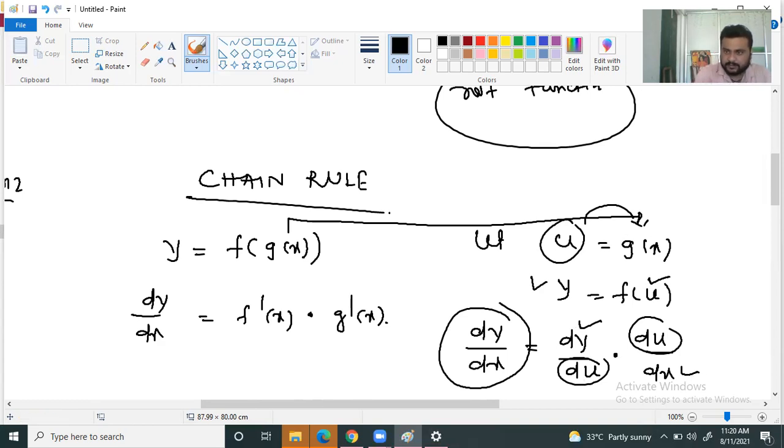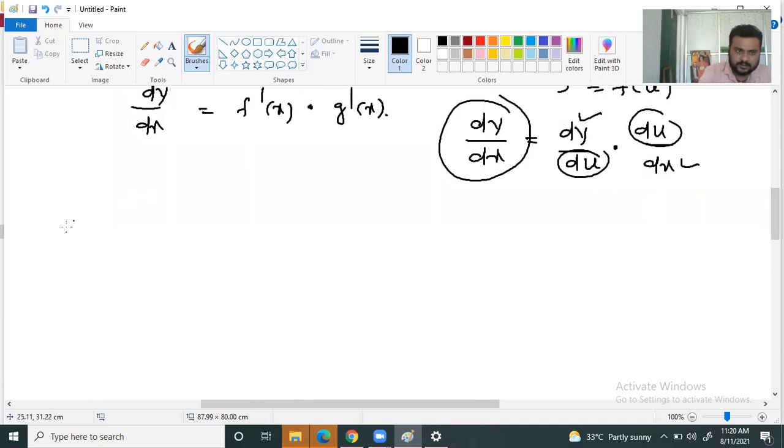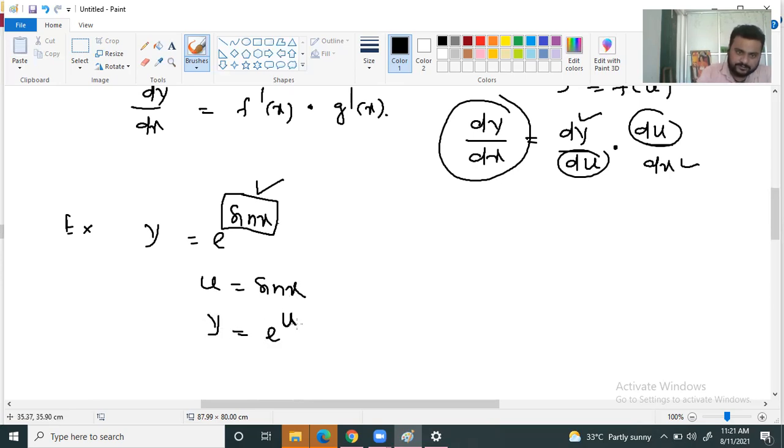Okay, let's do some examples. Let's take y is equal to e to the power sin x. It is important to find the root function, whose derivative we already know. Here it is e to the power x, where sin x is in the place of x. If we analyze here, sin x is the root function. For our understanding, we can take u is equal to sin x, right? Then y will be e to the power u, right?